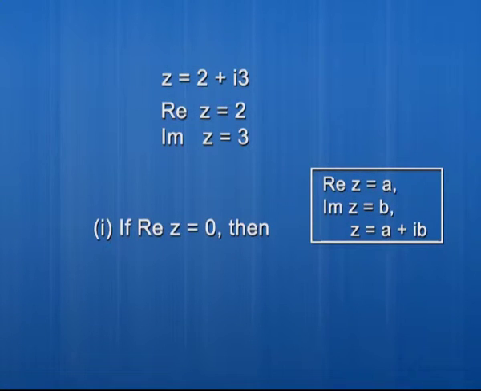Suppose real part of z is 0. It means a is 0. So if we put the value of a in z is equal to a plus ib, we have z is equal to 0 plus ib, and which gives us ib. And as we discussed that the product of a real number with i gives imaginary number.